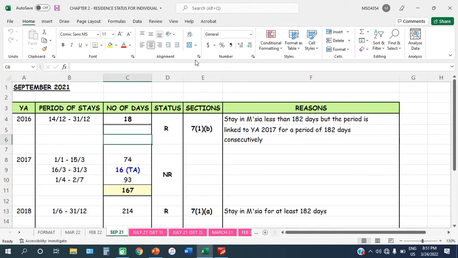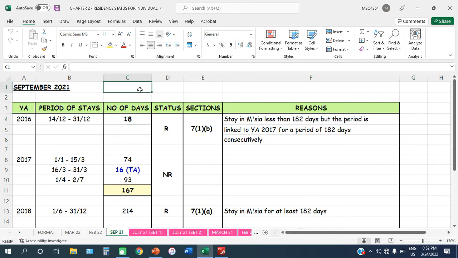How do we compute? Okay, if you look at period of stay here, guys, this one December to December. Isn't it? So due to that, how do we compute? Okay, 14 until 31st, right? So 31, you guys minus with 14, you plus 1. So why do we need to plus 1? Because when you deduct 31 minus 14, actually you did not include 31.